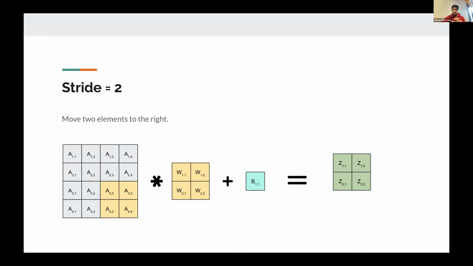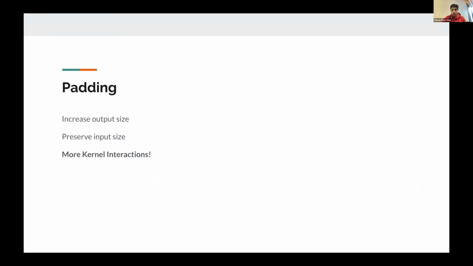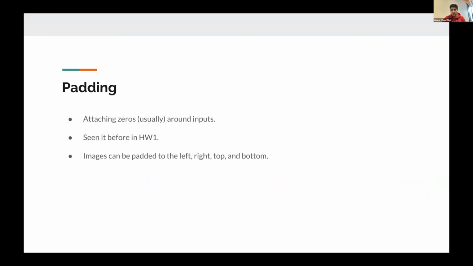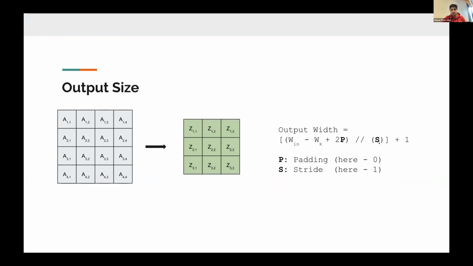So again, with a higher stride, your output map tends to be smaller, which once again goes back to the formula that we had for calculating output width, which is, as you increase stride, your output width would naturally decrease.